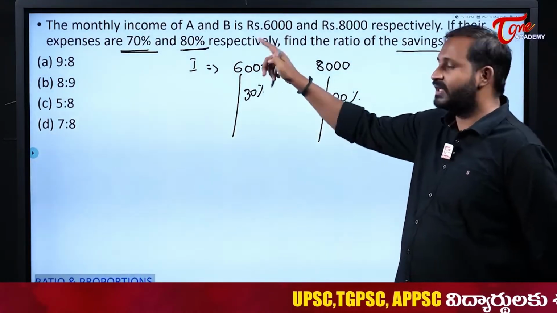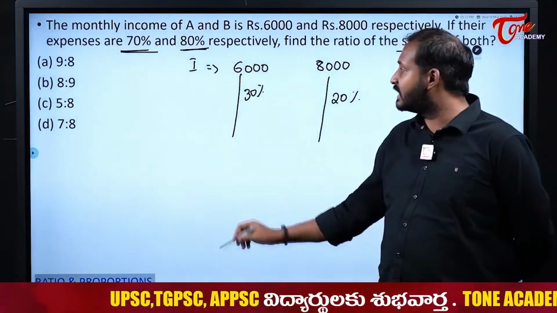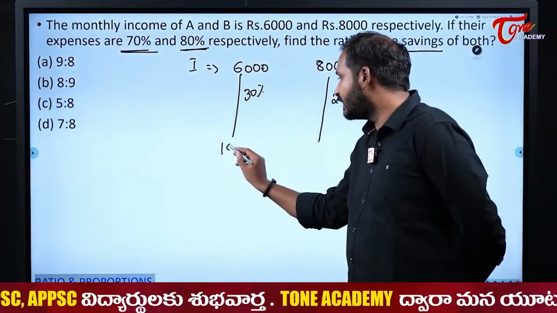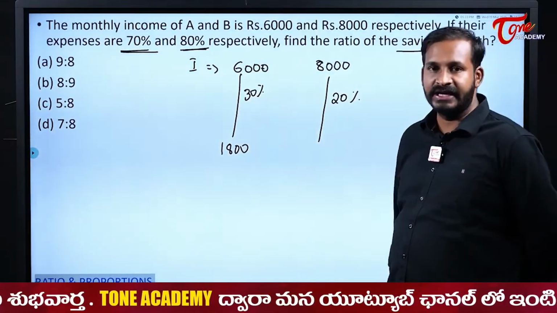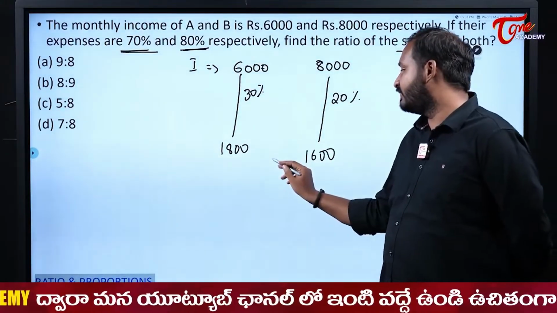They have given us the relation for expenses, but they are asking us the savings. So what is 30% of 600? 10% is 600, so 30% will become what? 1800, right? Next, what is 10% here? 800. 20% means what it becomes? 1600.